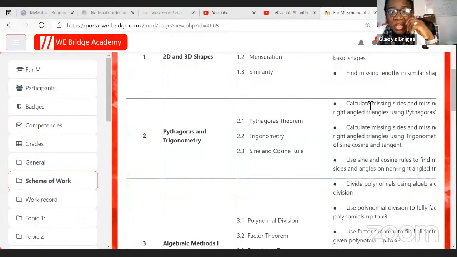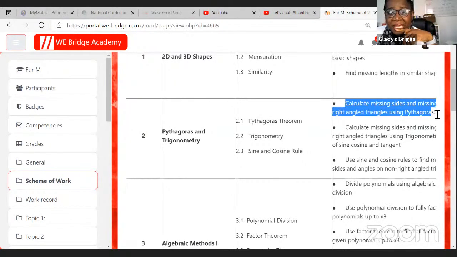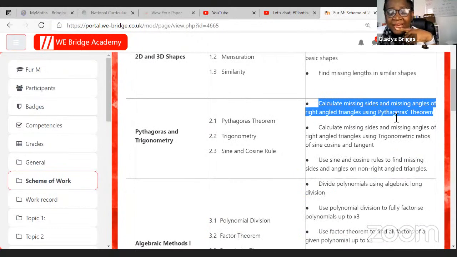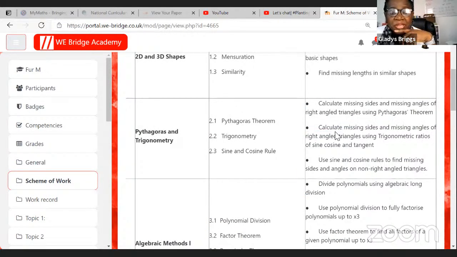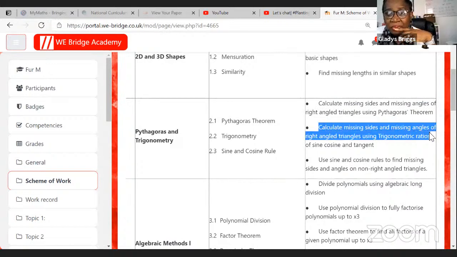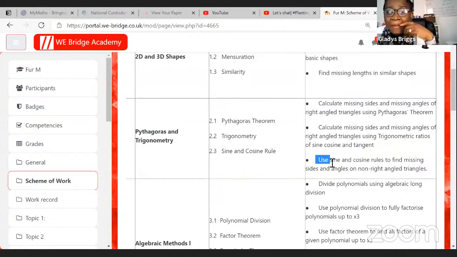You are supposed to be able to calculate missing lengths and missing sides using Pythagoras theorem. You are supposed to calculate missing lengths and missing angles using trigonometric ratios of sine, cosine, and tangent. You're supposed to be able to apply the sine and cosine rules. So let's have a look at assessment 2.